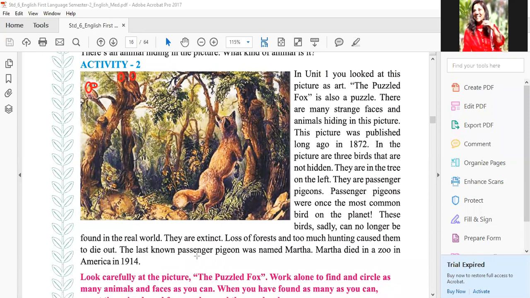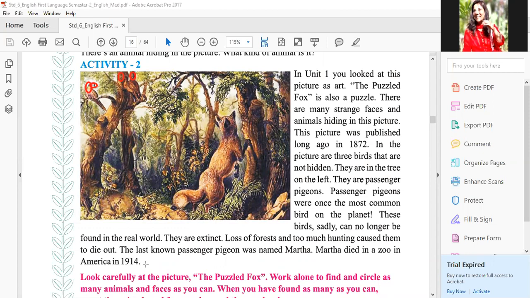The last known passenger pigeon was named Martha. Martha died in a zoo in America in 1914. ऐसे बोला जाता है. ये passenger pigeon का जो last pigeon, मतलब last passenger pigeon, जिसका नाम था Martha, right? And this Martha also died in America. अमेरिका के जू में मार्था पैसेंजर पिजन जो था उसकी भी डेथ हो गई in 1914.